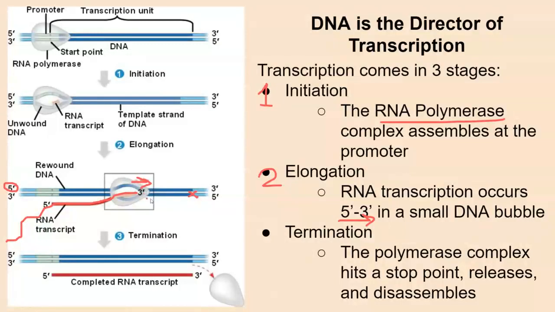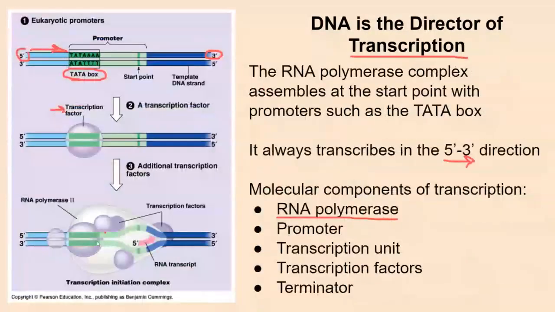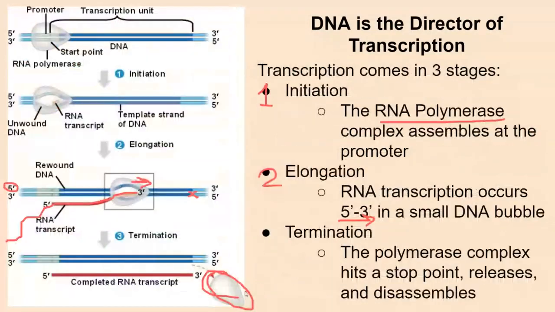When the transcription bubble reaches the terminator, it causes the polymerase complex to disassociate or disassemble. All these little enzymes that came together to create this complex will now come apart. And that's a good thing because then they get to reassemble at a new TATA box and go be recycled. And what we're left with is a perfectly transcribed RNA strand.